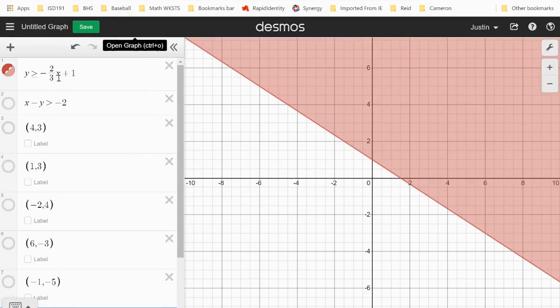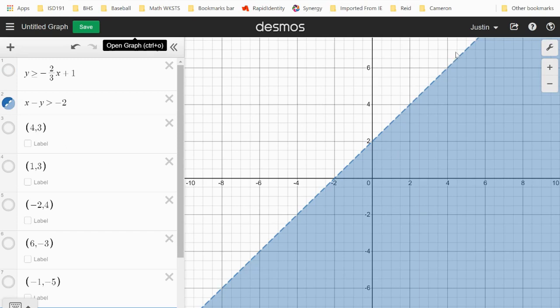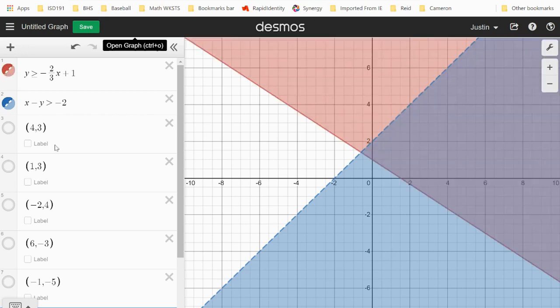The first inequality, y is greater than or equal to -2/3 x plus 1, looks like this. We have our solid boundary line, so points on the solid boundary line are solutions to that inequality, as well as anything in the red shaded area. For the other inequality, we have a dashed blue line, so points on the dashed line are not solutions, but anything in the blue shaded area is a solution to that inequality. What we want to look for is where these two overlap when we show both of them.